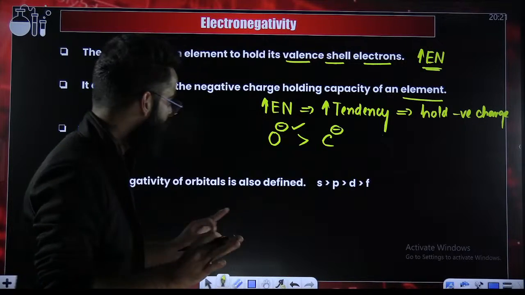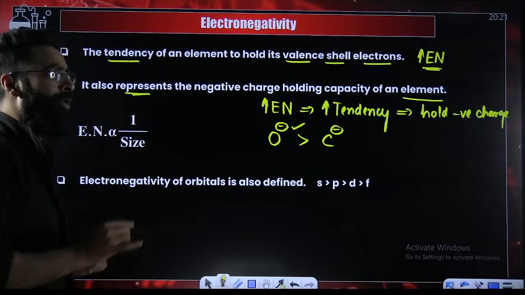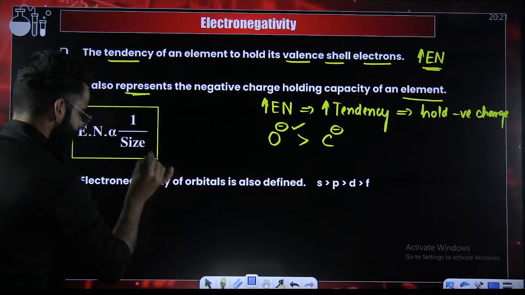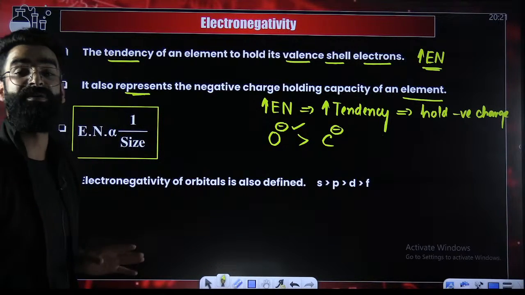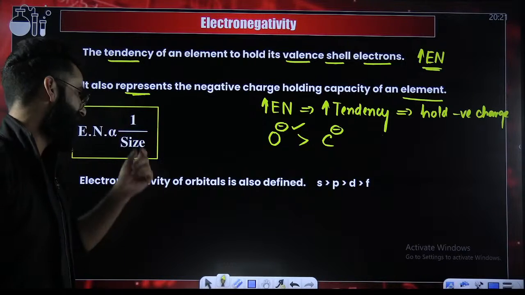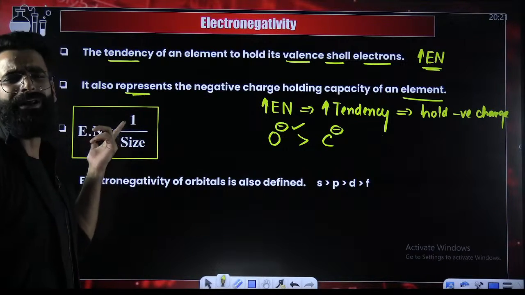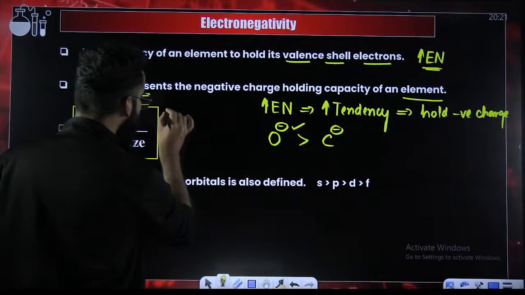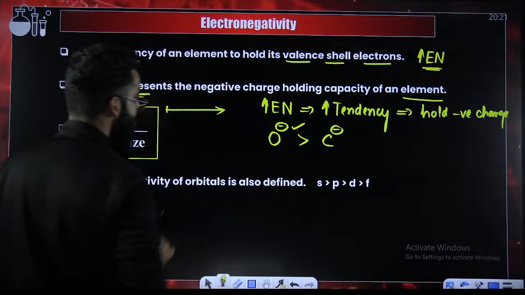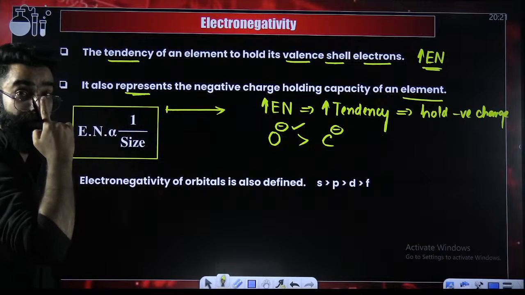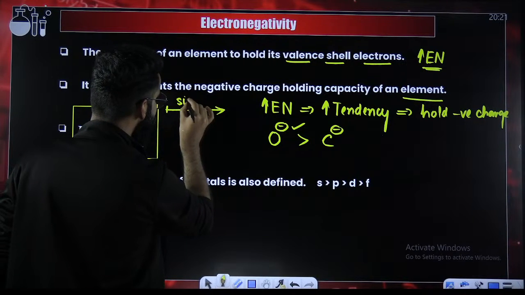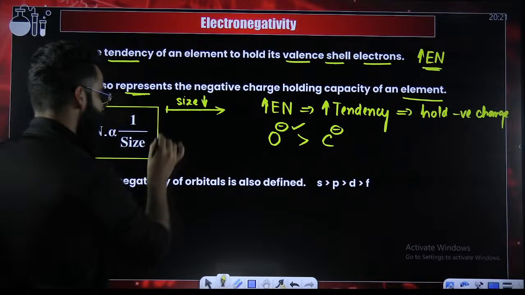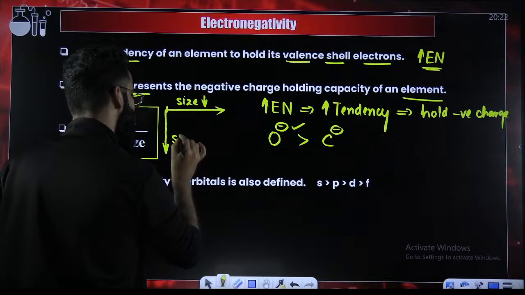Right, people? Very simple. Now, one more important thing which you should know. Electronegativity is inversely proportional to size. Generally, lesser the size of the element, more electronegative it's going to be. Now, you tell me one thing. On moving from left to right in the periodic table, what happens to size? I must say, size decreases generally, on moving from left to right.